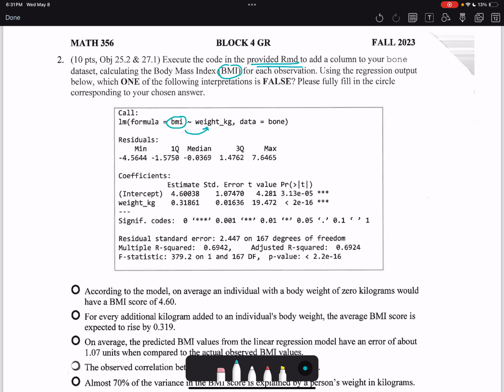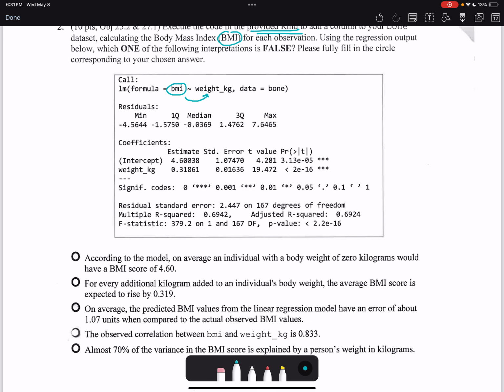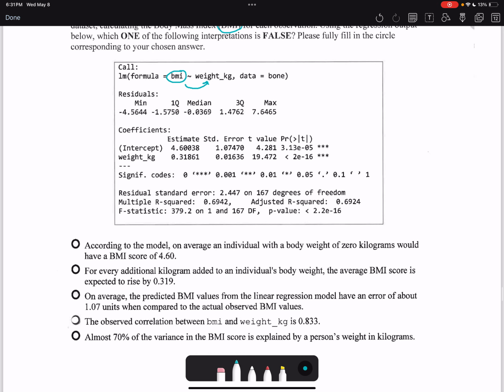And we have the data coming from the bone data set. Here we get a bunch of things about the residuals. So the median residual, the first quartile, the minimum residual, the maximum. And then here we're talking about the coefficients. So we have weight here with this slope and the intercept with this value right here.